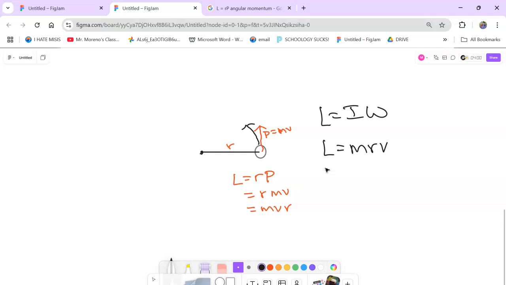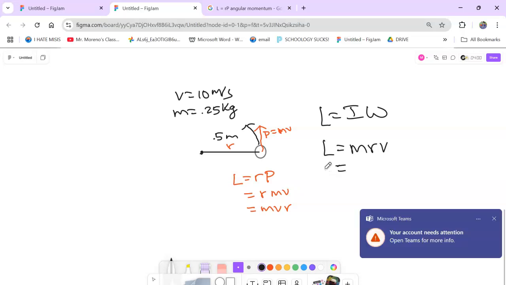So let's take a look. Let's say we have this object that is being spun in a circle. It is traveling 10 meters per second. I'm just making this up here. It has a mass of 0.25 kilograms. And let's find the angular momentum. What else? I need a radius of the circle. Let's just say it's 0.5 meters for funsies. Let's put it all in. It's spinning in the positive direction. So we would look at this and say, oh, look at that.